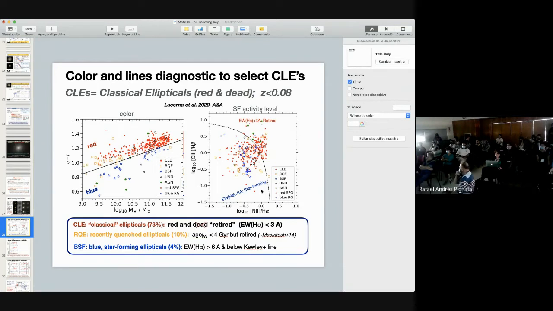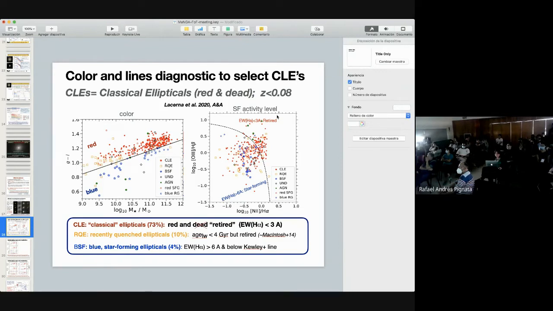And for AGNs, BPT and equivalent widths. In the case of the AGNs, we use the 3 BPT diagrams to locate where the AGNs are. In this talk, I didn't present anything about AGNs, but we have a lot of work on that. AGNs typically are in the Green Valley. It's a very interesting thing we have seen.